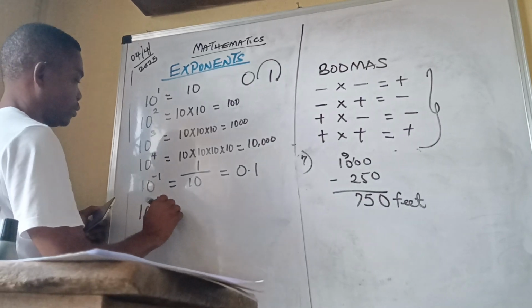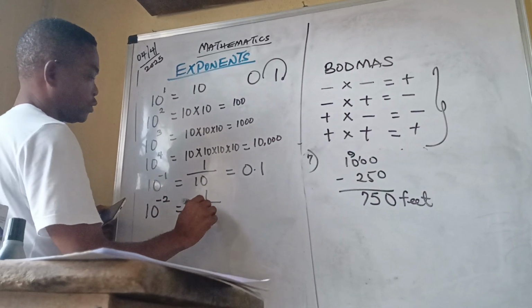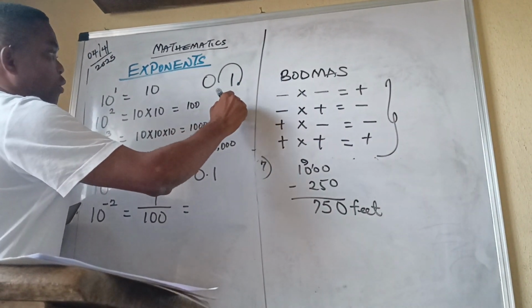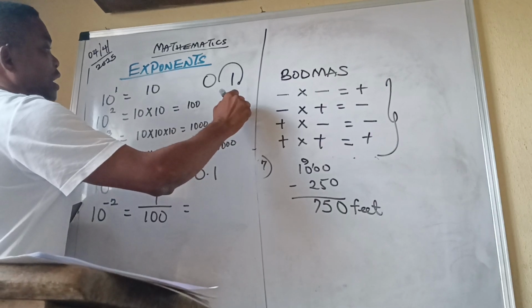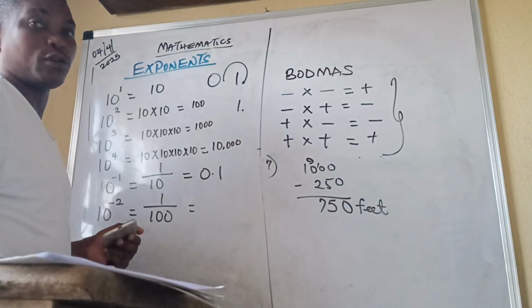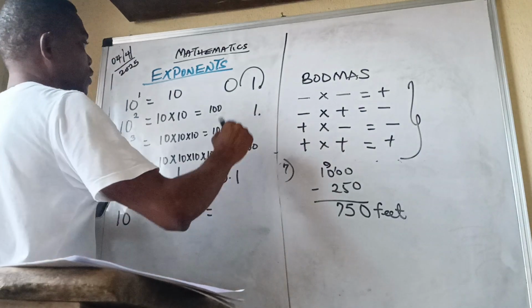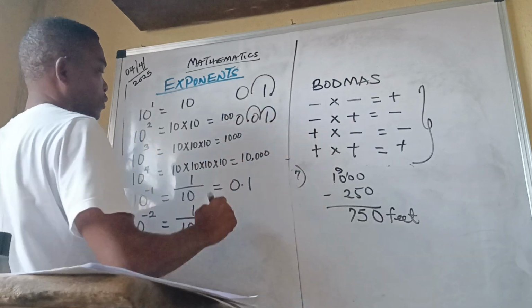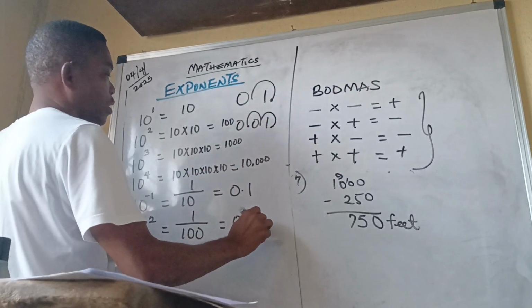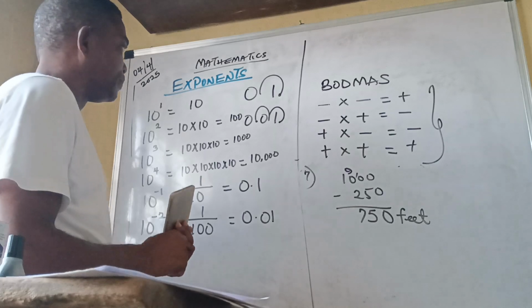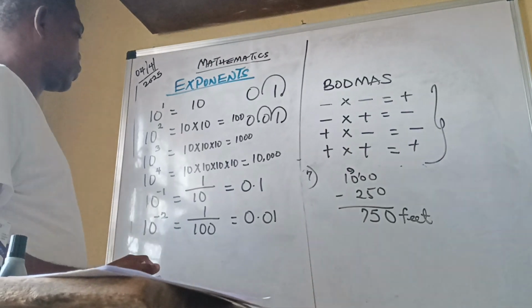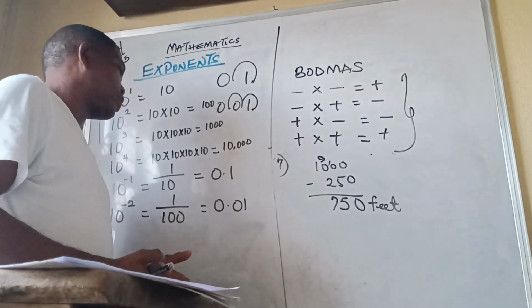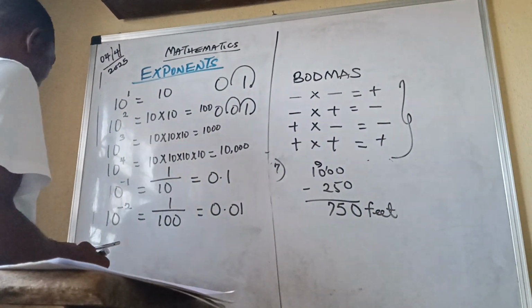10 raised to power minus 2 means 1 over 100. So it means if I have my imaginary 1 here, if I have my 1 and there's an imaginary point, I'll move it how many times? 2 times, because there are 2 zeros. So if I'm to move it 2 times, it's going to be 1, 2. My point is now here. Add 0 here, add 0. So I'll end up having 0.01. Is that taken now? So 10 raised to power minus 2 is still the same as 1 over 100, and it will still give us 0.01. So let's take another one.